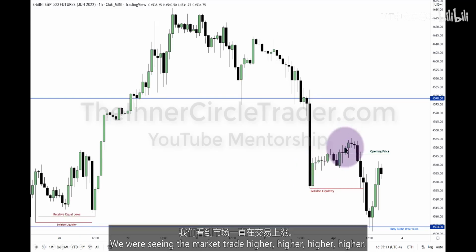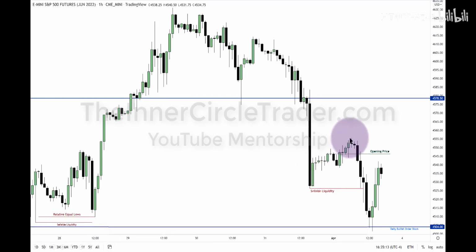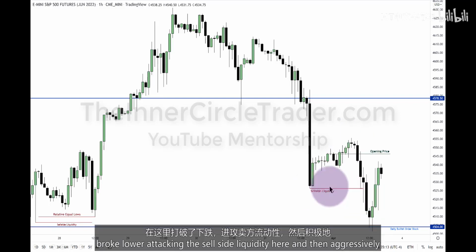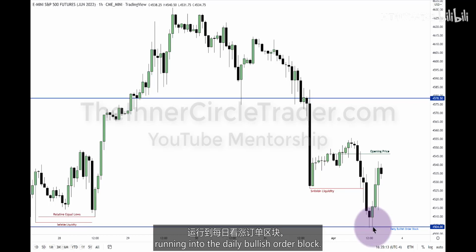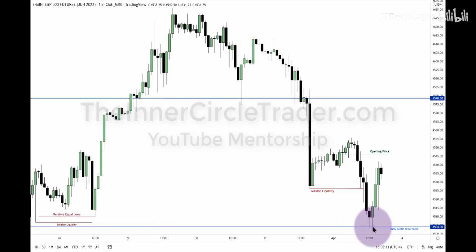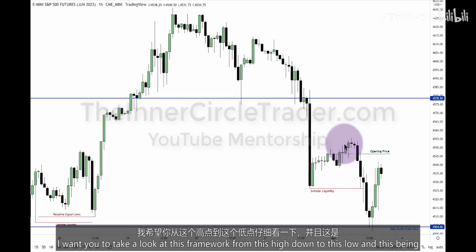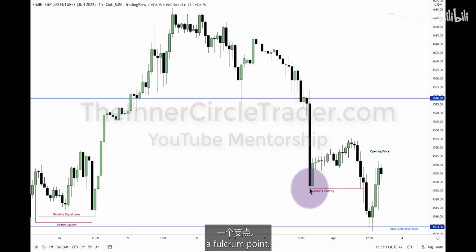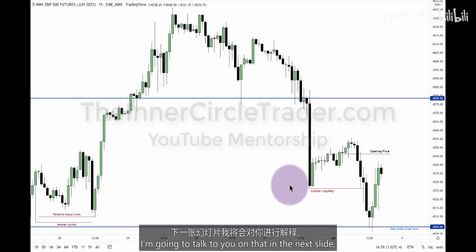Initially in the morning, we were seeing the market trade higher, higher, higher, higher, and then we broke lower, attacking the sell side liquidity here, and then aggressively running into the daily bullish order block. I want you to take a look at this framework from this high down to this low, and this being a fulcrum point, that being if this high trades to this low and we break this low, how far can we go down? I'm going to touch on that in the next slide.